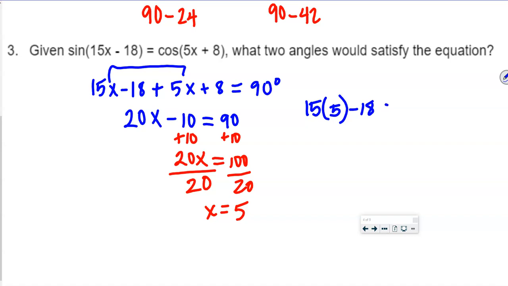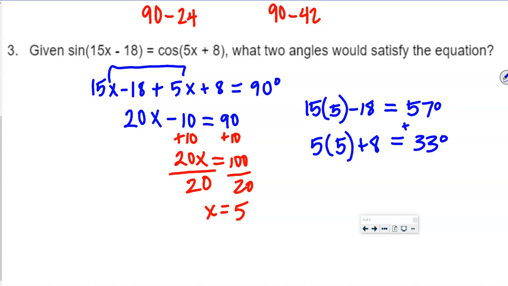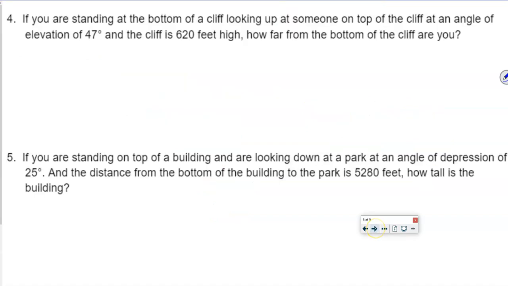So this angle right here is 57 degrees, right? Now, if we were to subtract 57 from 90, that would tell us what our other angle needs to be, but we're going to do it 5 times 5 is 25 plus 8. That is 33 degrees, right? Those are our two angles. And again, the way we can check that is to add them together, make sure they add up to 90, and they do. Okay?